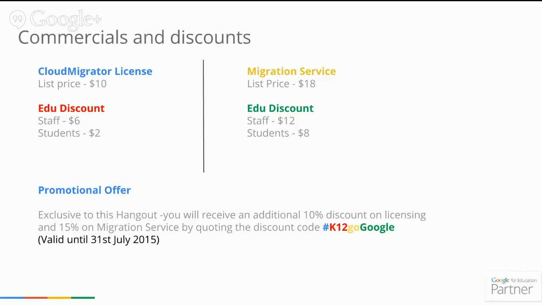Just as you can see on the screen, some commercials and standard discounts that we offer. So down the left-hand side of the screen, we can see that Cloud Migrator license. So we do is list priced at $10.